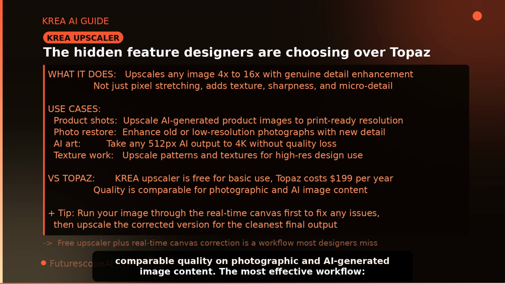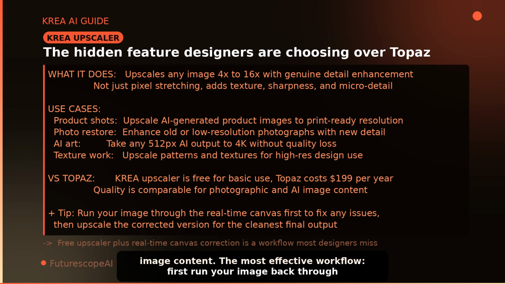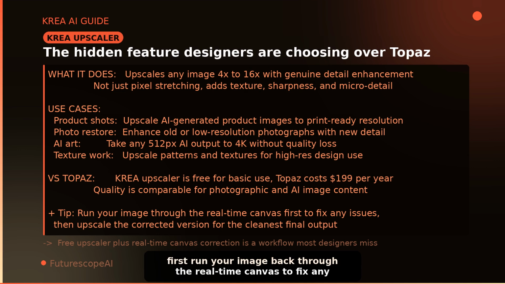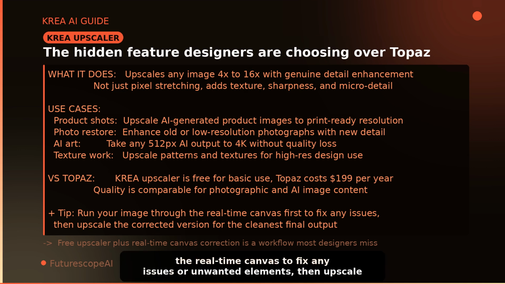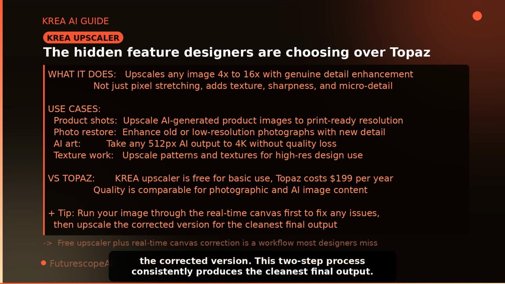The most effective workflow: first run your image back through the real-time canvas to fix any issues or unwanted elements, then upscale the corrected version. This two-step process consistently produces the cleanest final output.